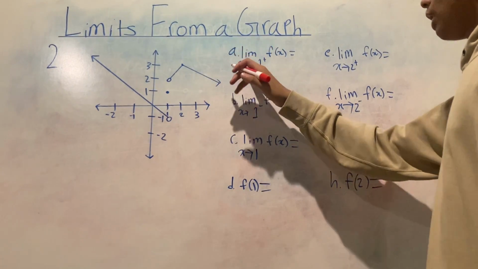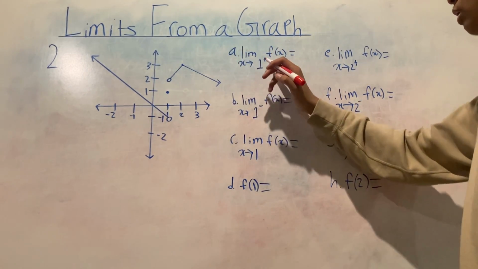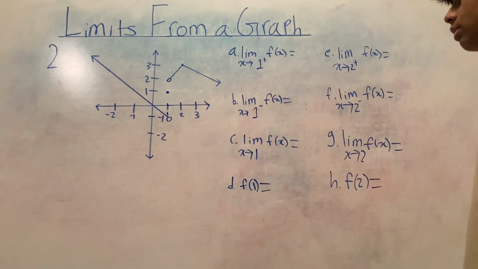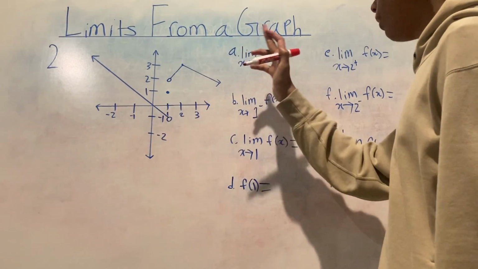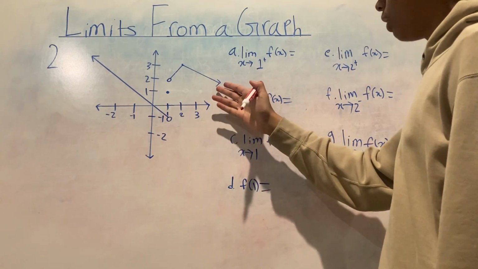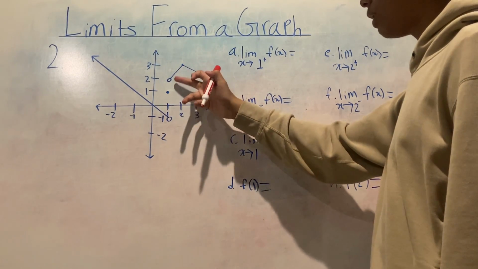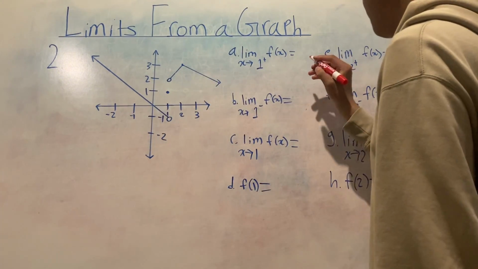So question A asks us, find the limit as x approaches 1 from the right in f of x. So let's find 1. 1 is right here, and they're saying find the limit as it approaches from the right. So this is our graph, and we go to the right, and we get to 1, and even though there's a hole, it approaches 2.